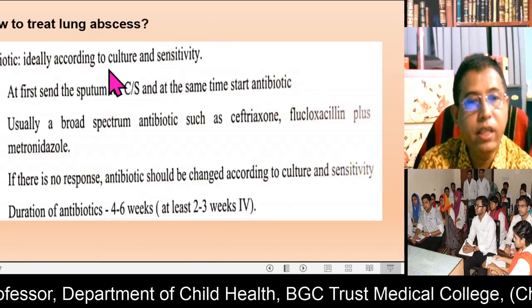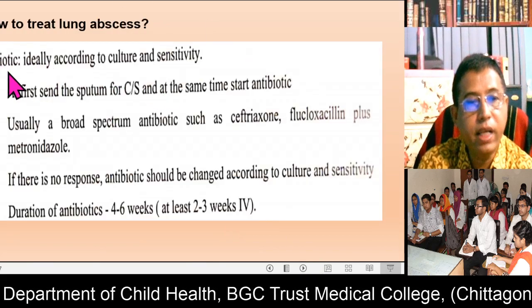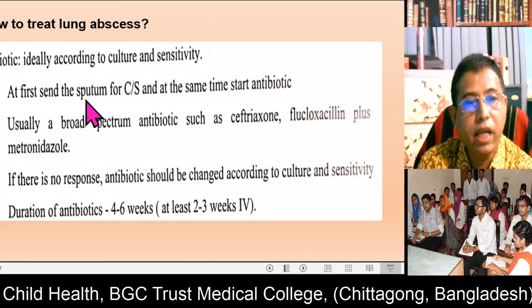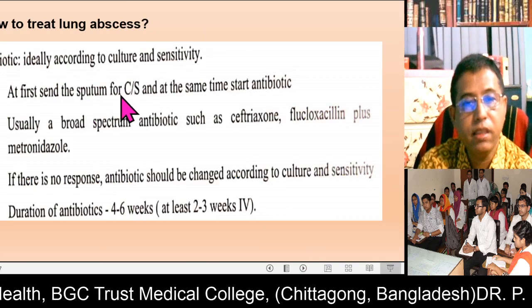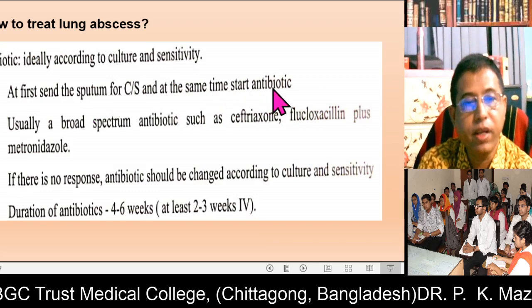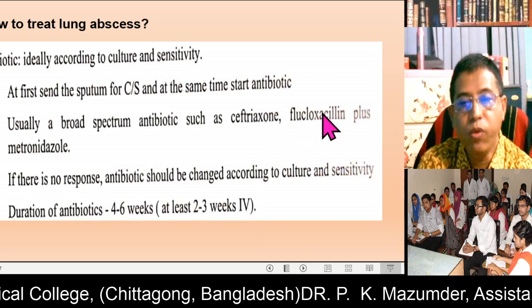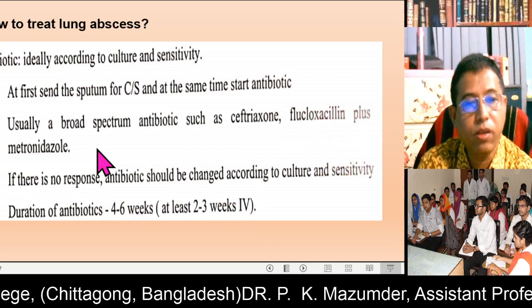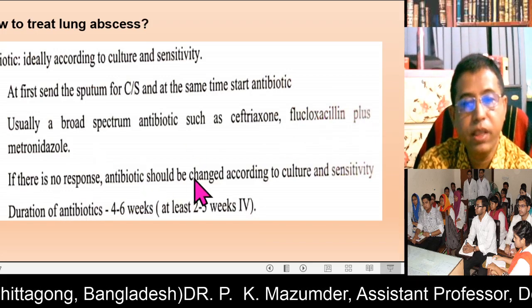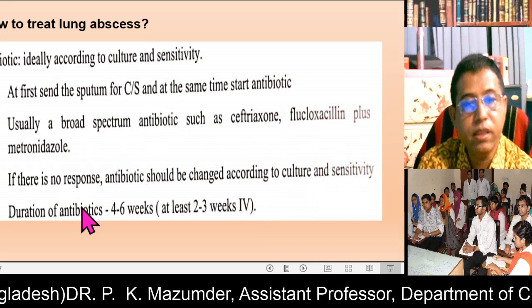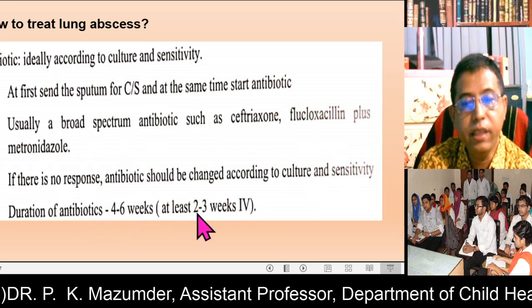Now, how can you treat a lung abscess? By antibiotic therapy, ideally according to culture and sensitivity. At first send sputum for C/S and at the same time start antibiotics. Usually broad-spectrum antibiotics such as ceftriaxone, flucloxacillin plus metronidazole. If there is a response, antibiotics should be changed according to culture and sensitivity. Duration of antibiotics is 4 to 6 weeks, at least 2 to 3 weeks IV.